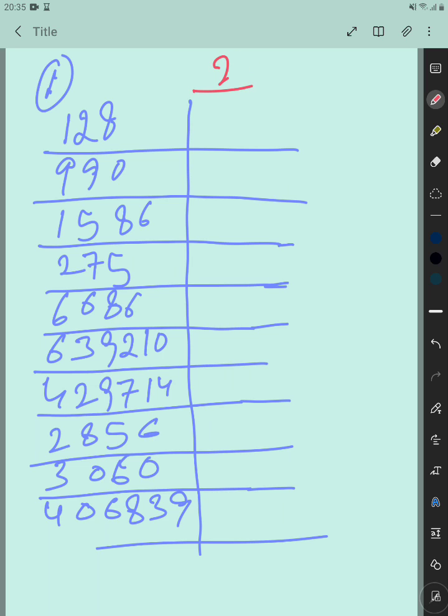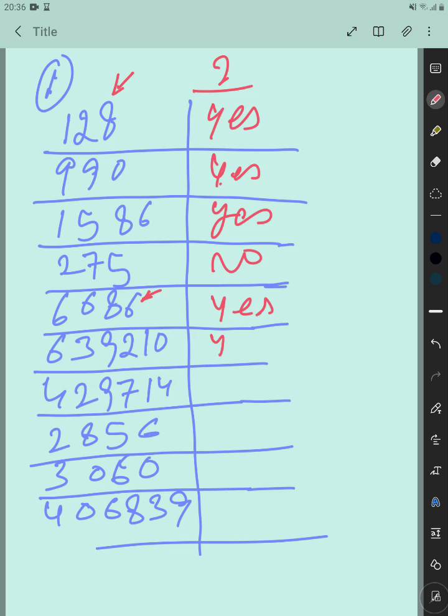So what is the divisibility rule for 2? If the ones place digit is divisible by 2, meaning a multiple of 2, then that number will be divisible by 2. Since it is 8, it is divisible by 2, this is yes. Then 0, it is also divisible by 2, so yes. Then it is 6, this is also yes. Then it is 5, this is no. This is 6, this is yes.